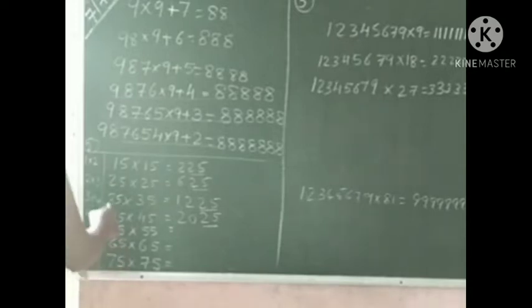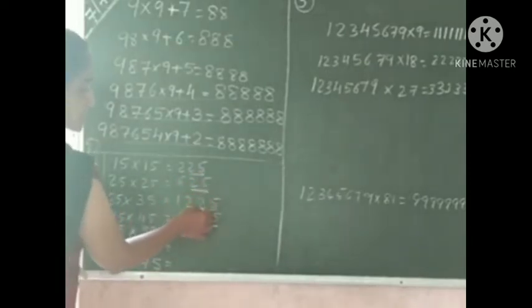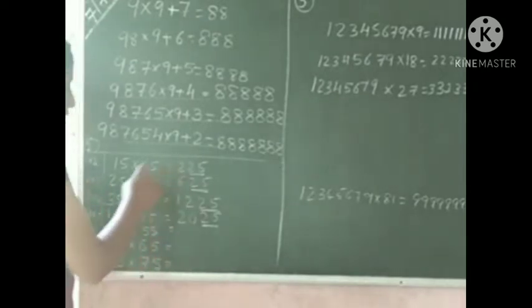Look here, in 15 into 15, all the numbers have 5 in the ones place. Therefore its answer always has 25 in the ones place and tens place. All the answers have the same ones place and tens place number, 25. Then the only change is in the hundreds, thousands, etc.